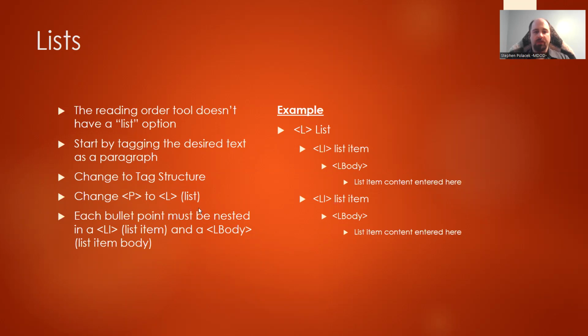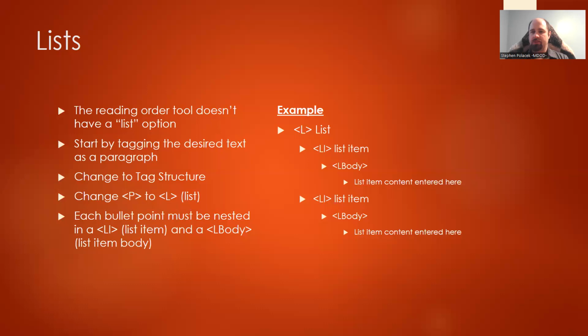Okay, back to this. So each bullet point then has to be nested inside a list item, LI, and then also an L body, or list item body. It's a little bit different from HTML, which has list and then list item and then content. Instead, we now have an extra step in between where it's list, then list item, then list body, and then the actual content. So the example I have on screen, you have list as your starting point.